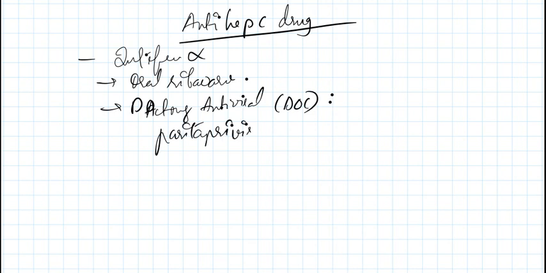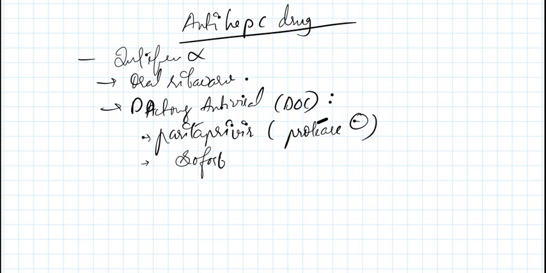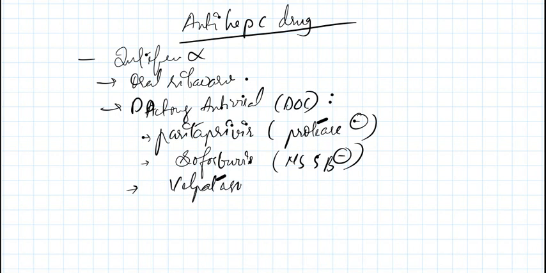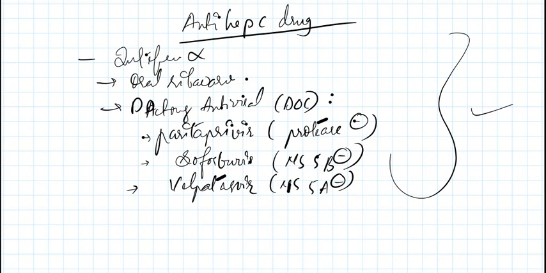Doctors don't think otherwise, right? Actually, I was in some sort of thought, so I just missed the track. Sorry. Sofosbuvir is an NS5B inhibitor, and one more is velpatasvir, which is an NS5A inhibitor. These are all the drugs used for hepatitis C. With this we finished hepatitis drugs.